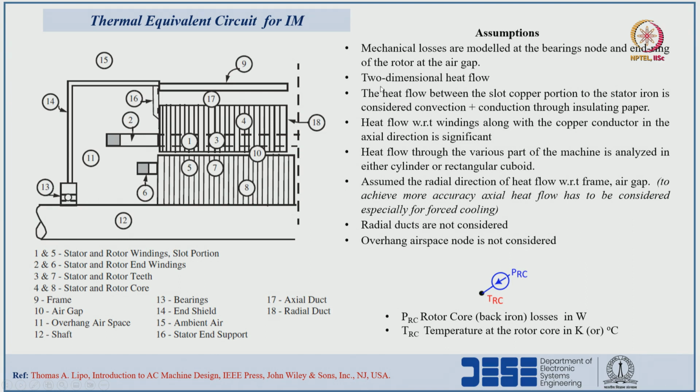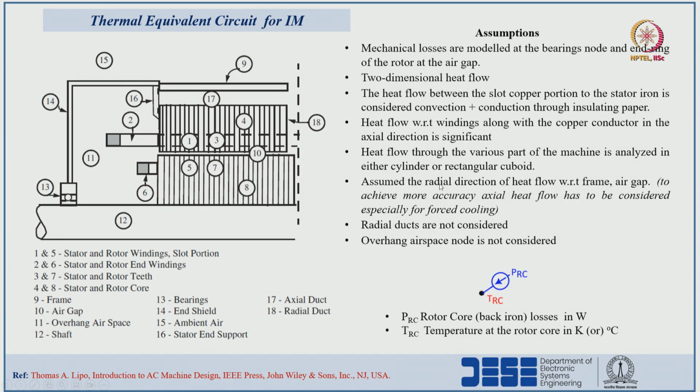bearings node. The 2-dimensional heat flow is considered, both radial as well as axial. Heat flow between the stator copper portion and the stator iron is considered as convection plus conduction through the insulating paper. Heat flow along the direction of the copper winding in the axial direction is significant as compared to the radial direction through the insulating paper. And heat flow through the various parts of the machine is analyzed by visualizing them as either a cylinder or a rectangular cuboid.